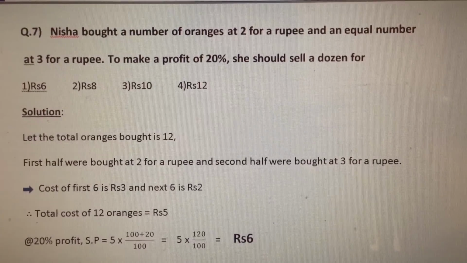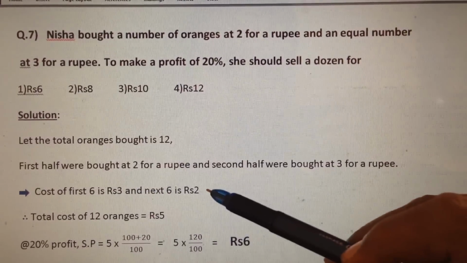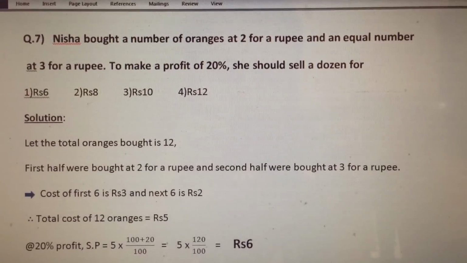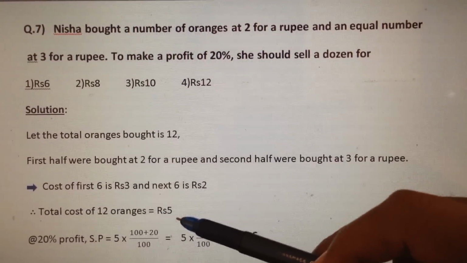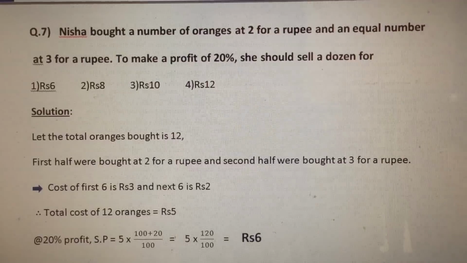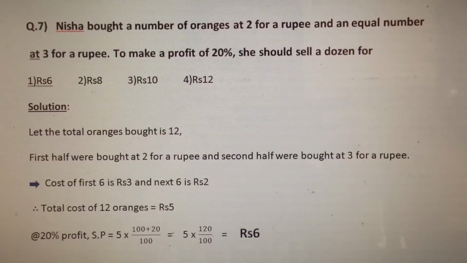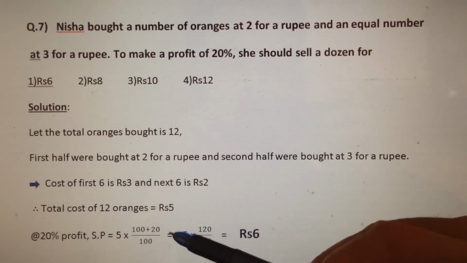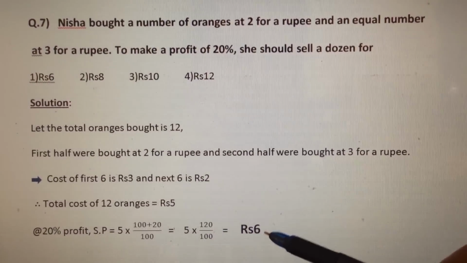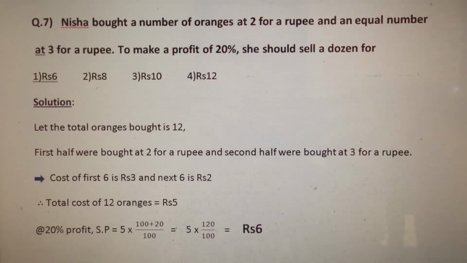Now the cost of the first 6 oranges is rupees 3 and the next 6 oranges, that is the other half, is rupees 2. So the total cost of 12 oranges is equal to 3 plus 2, that is rupees 5. Now it is given that she should make a profit of 20%. So the selling price is equal to 5 into (100 plus 20) by 100, which is 5 into 120 by 100, which is equal to rupees 6. So the answer is option number 1.